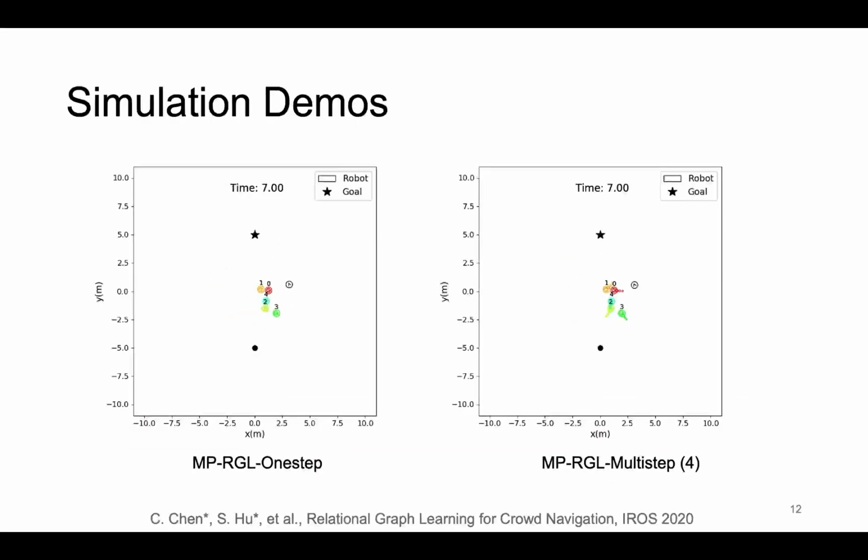Here we show the simulation demos of MP-RGL one-step and MP-RGL multi-step. By looking 4 steps ahead, the MP-RGL multi-step policy anticipates a positive reward for reaching the goal and thus avoids freezing behavior when the state is unvisited.